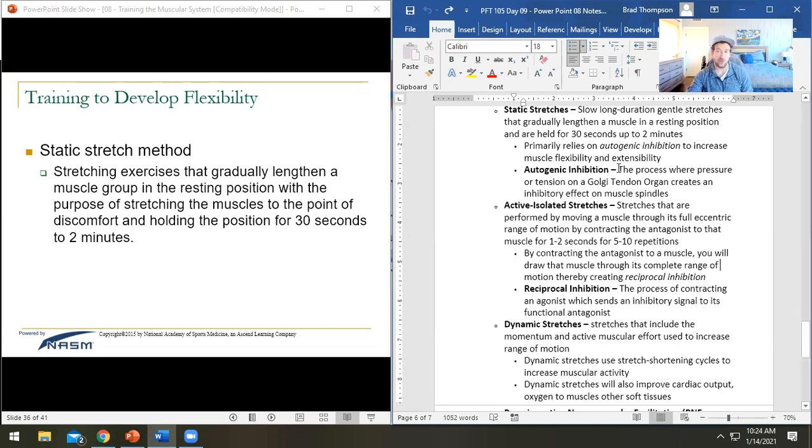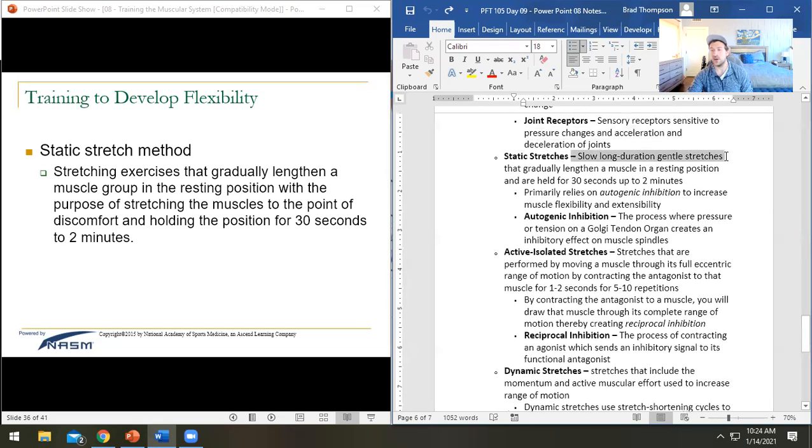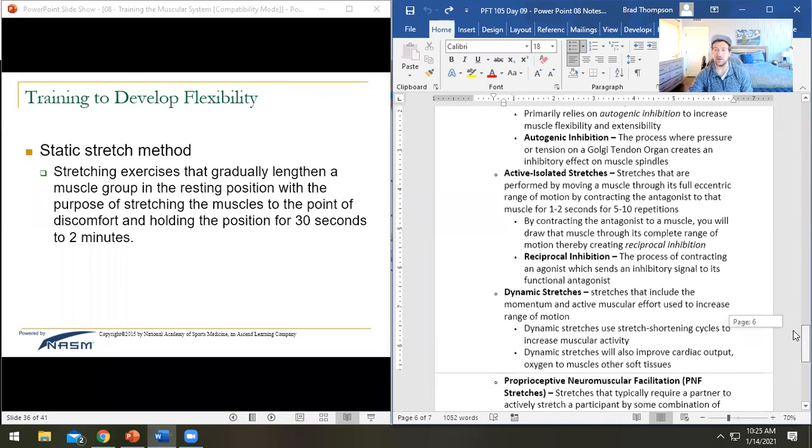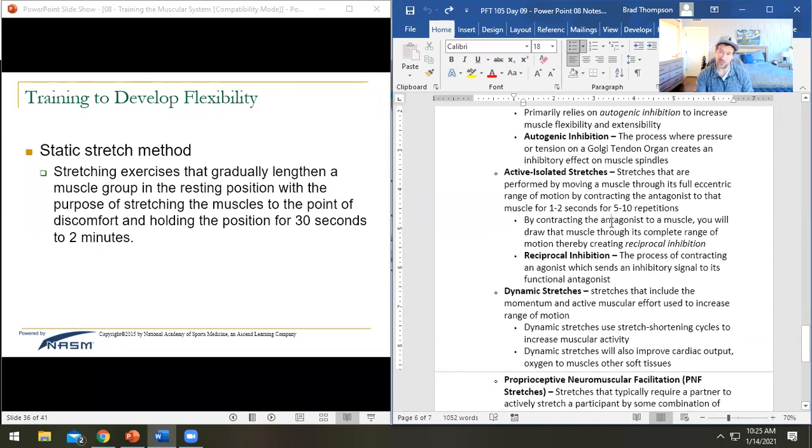So stretches that we hold for 30 seconds are what we call static stretches. And these are our slow, long duration, gentle stretches that lengthen a muscle beyond its resting position. And then we hold it anywhere from 30 seconds up to 2 minutes, depending on how you want to hold it. And that is taking advantage of that Golgi tendon organ inhibiting that muscle spindle. We call that autogenic inhibition, right?